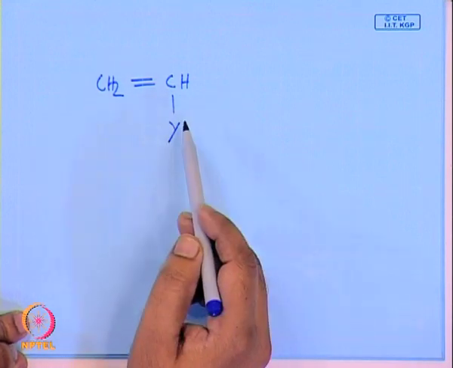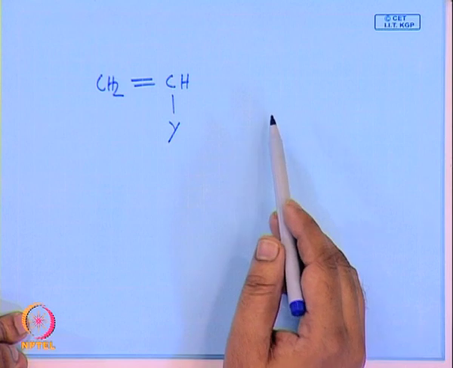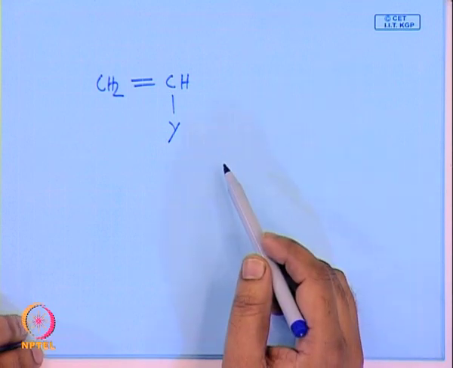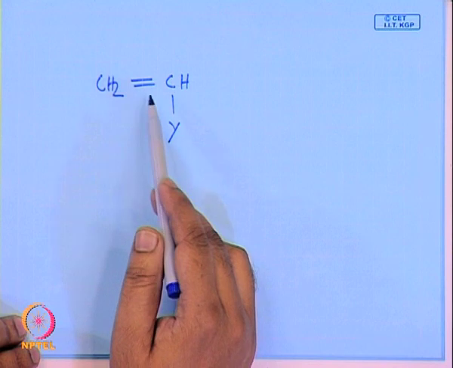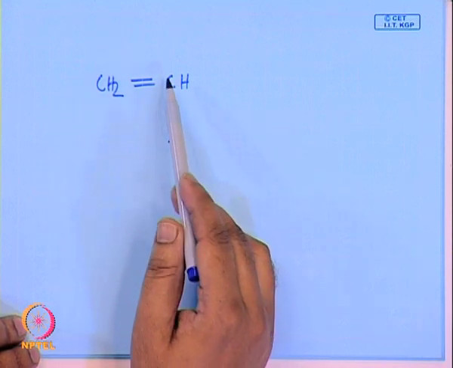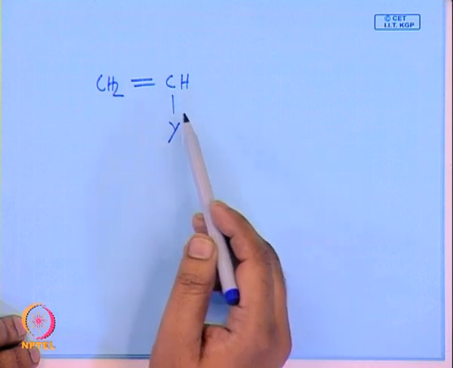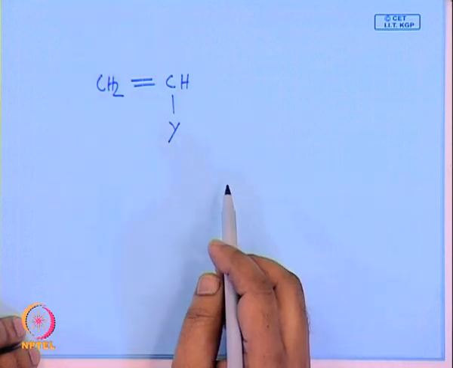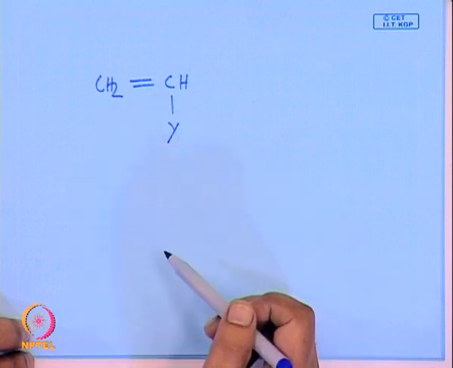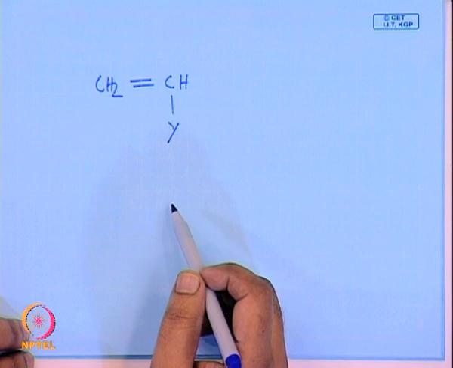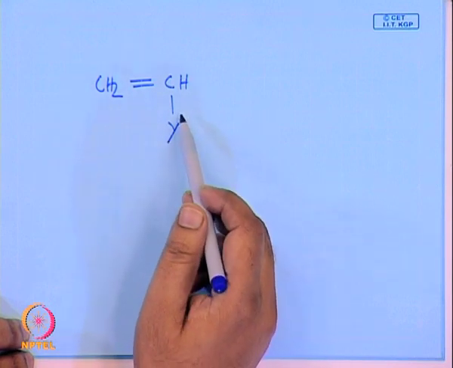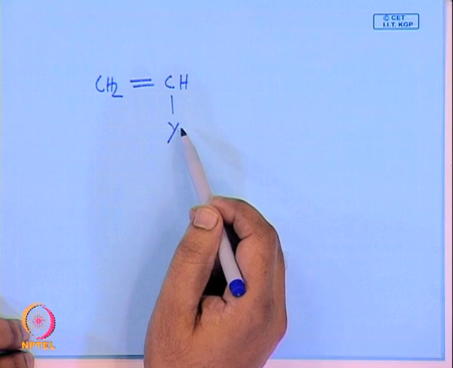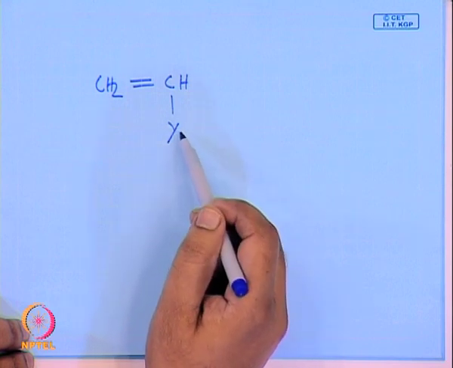Now, the feasibility of these monomers to undergo chain polymerization by a radical, a cation or an anion would depend upon the reactivity of this double bond and also the stability of the species formed due to the reaction of this monomer and the reactive species R star, which we talked about in the last page, which in turn depends upon the inductive effect and the resonating effect of this substituent group Y.